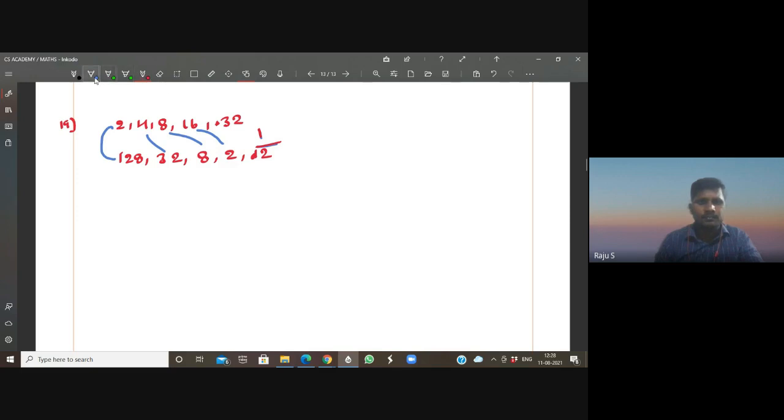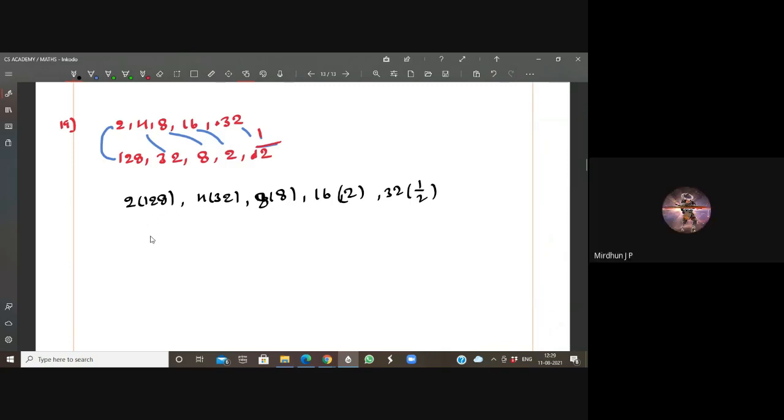Yeah, this is how to multiply. When you multiply here, 2 into 128, comma, 4 into 32, comma, 8 into 8, comma, 16 into 2, 32 into 1 by 2. So what about this 2 into 128? 256. Comma?